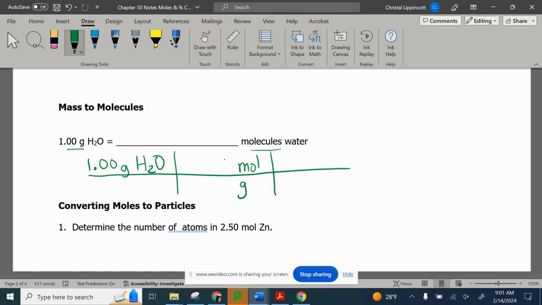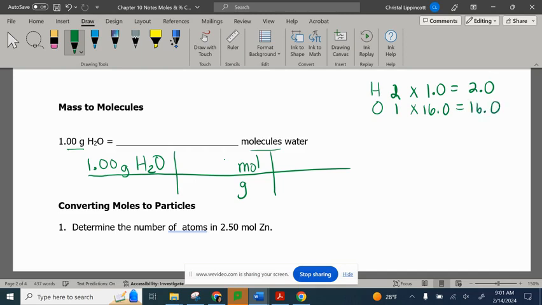I need to figure out the molecular mass of water. We did that yesterday in class. I talked to you about molecular mass. We have our hydrogen and an oxygen. We have 2 hydrogens and 1 oxygen. I get the mass off the periodic table for hydrogen, which is 1, and I multiply across. I get the mass for oxygen, 16, multiply across.